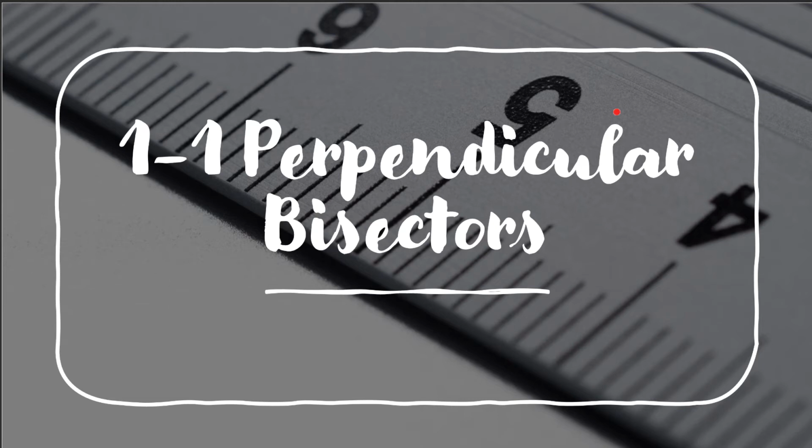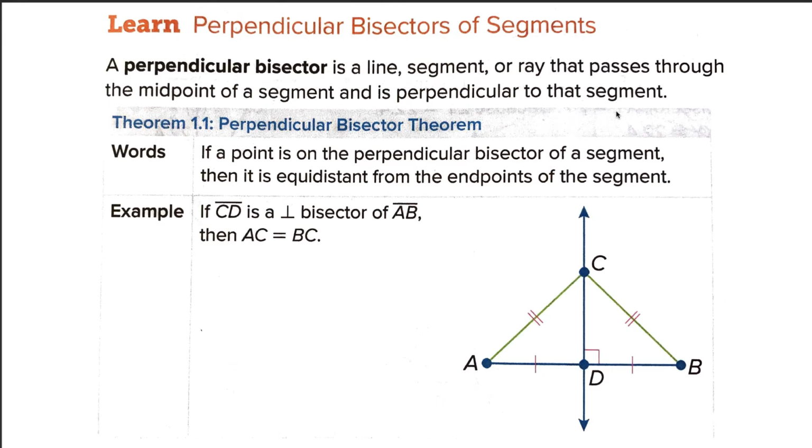Well, good morning. The very first topic we're going to take a look at will be perpendicular bisectors. So what is a perpendicular bisector? It's defined as a line, segment, or ray that passes through the midpoint of a segment and is perpendicular. So definitions in math are very boring, but they're very straightforward.